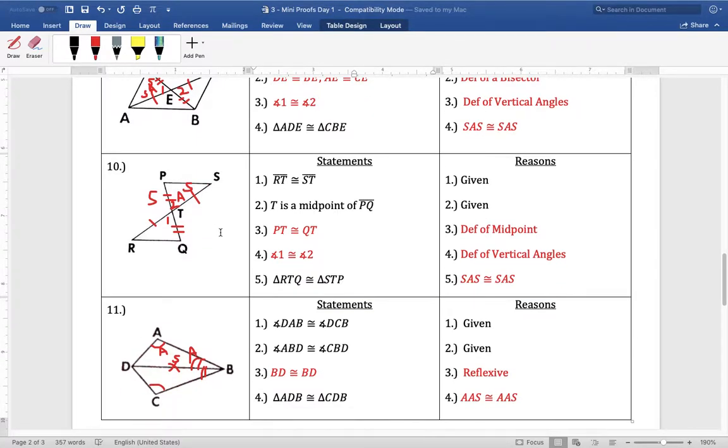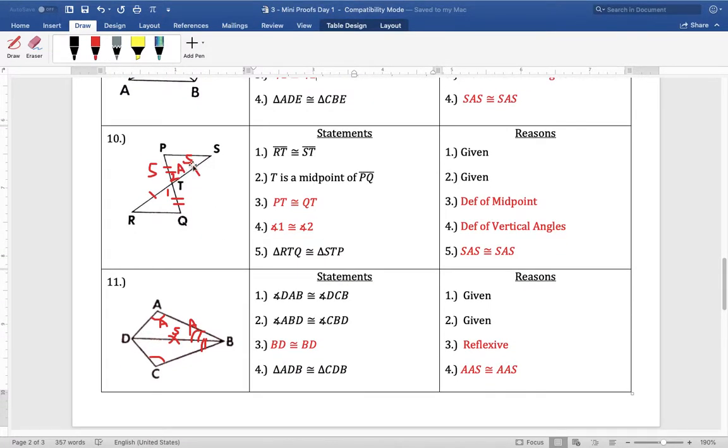All right, number 10. Here you have the RT is congruent to ST, so that was given to you. T is the midpoint of PQ, so PT and QT are congruent. That's definition of midpoint. Angle 1 and angle 2 are congruent. There's your vertical angles again, definition of vertical angles. And finally, you have the triangles congruent by side, angle, side. So that little V here that you see is side angle side form.